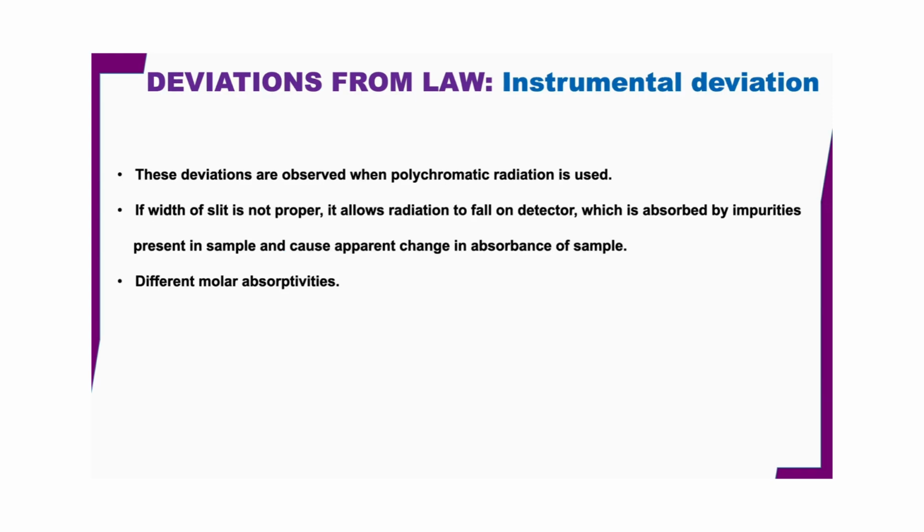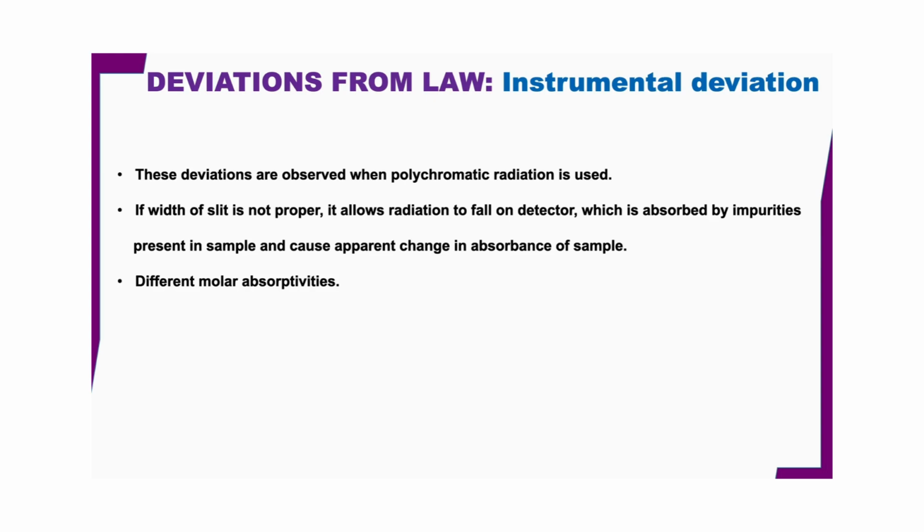The next type of deviation is the instrumental deviation. Instrumental deviation is seen wherein monochromatic radiation is not used. Why? Because Beer's law is applicable only when monochromatic radiation is used. So if polychromatic radiation is used instead of monochromatic, say a beam of radiation consisting of just two wavelengths, or rather three wavelengths, we see a deviation in the Beer-Lambert law. And of course, we can see that the relation is not linear between the absorbance and the concentration when the molar absorptivities are different.